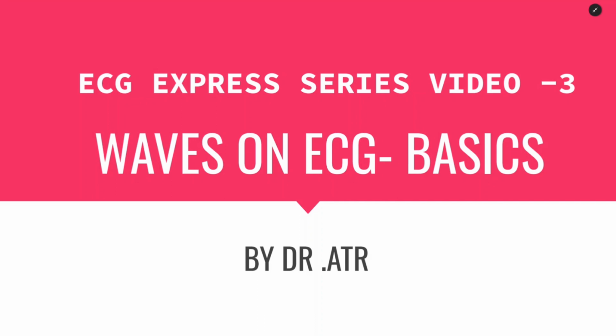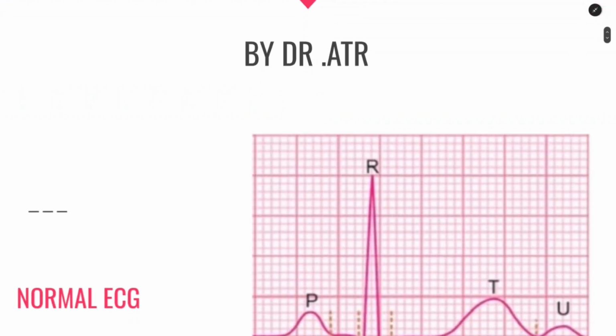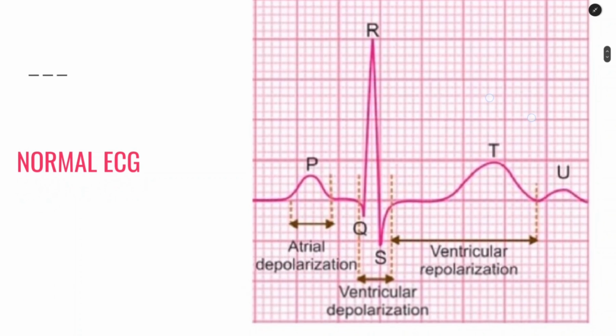In this video, let's have a quick recap on the waves on ECG. This is the normal ECG. The ECG graph consists of a series of deflections or waves. Each deflection has been arbitrarily assigned a letter of the alphabet. You can appreciate P, Q, R, S, T, and U.